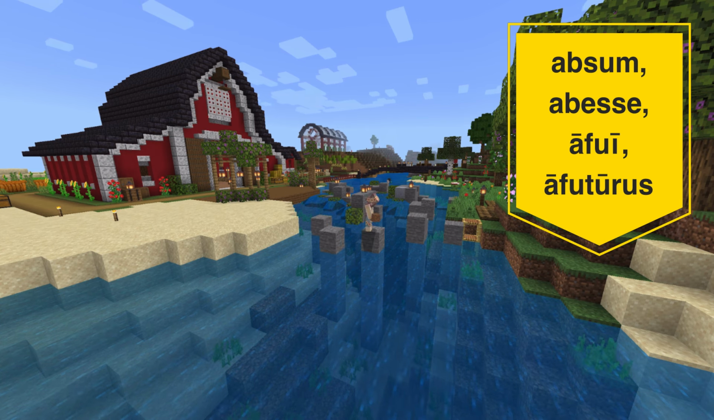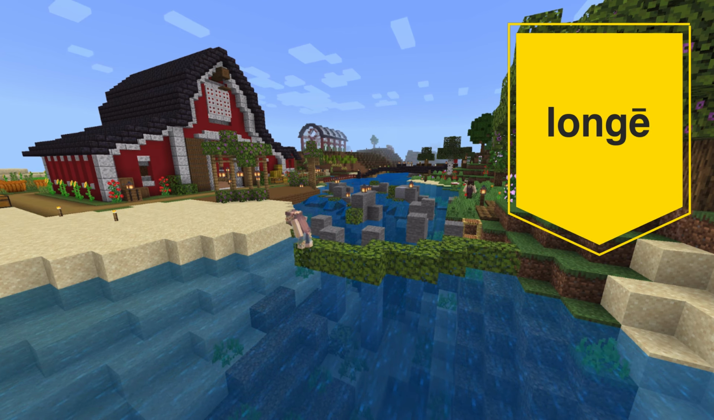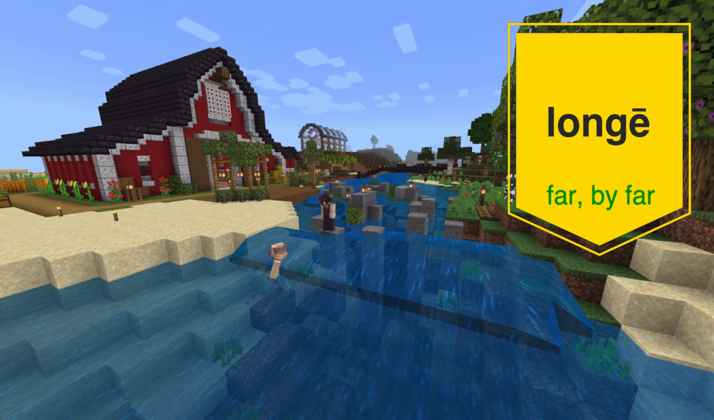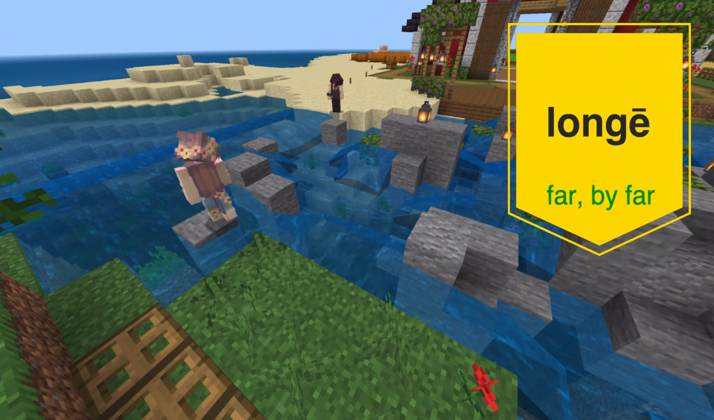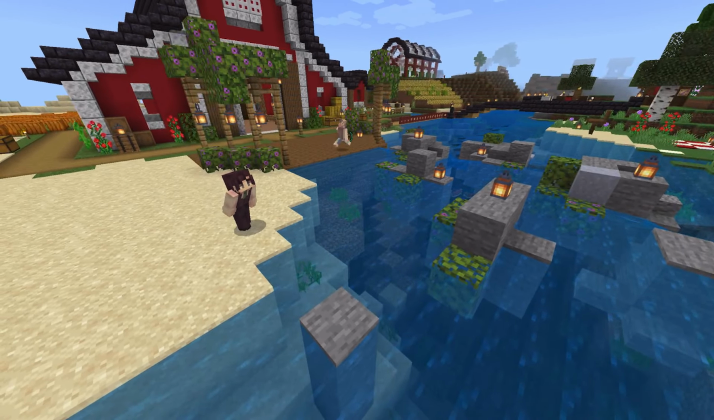It means am away or am distant. And then our last word, longe. It's a nice word. I like this word. And it means far or by far. Also an adverb. All right, great. So just do your best to memorize these words before continuing on.